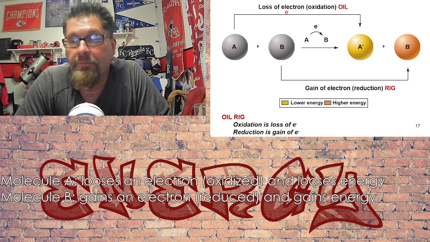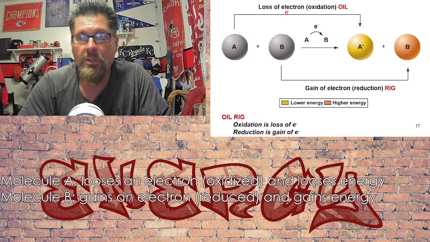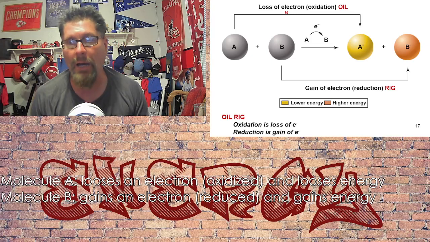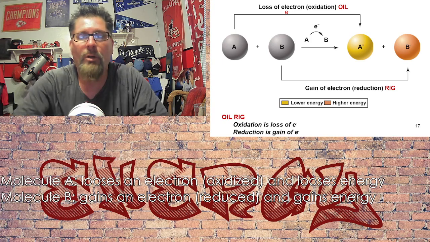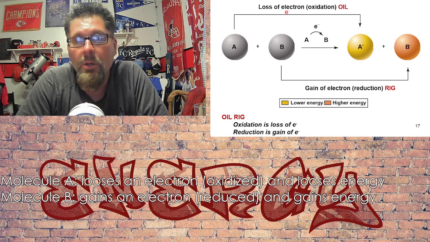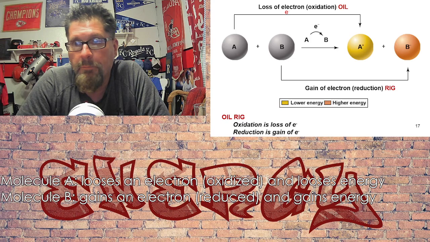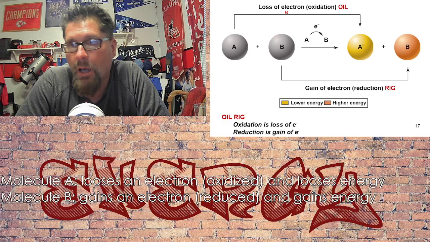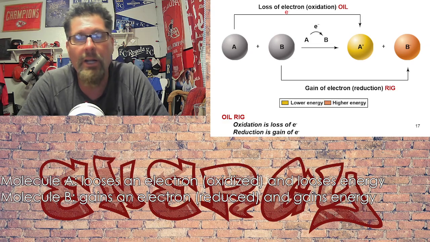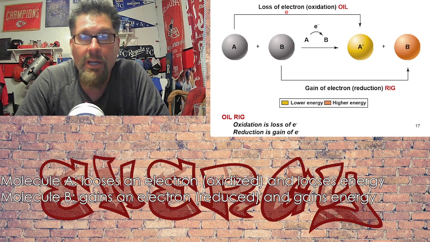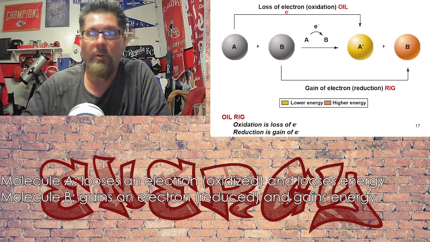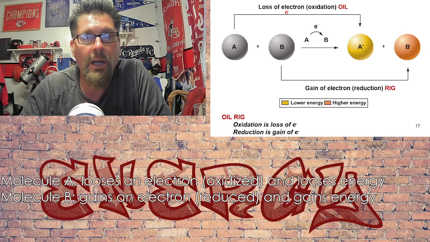So the color coding on the right hand side of the diagram, the yellow is a lower energy, the orange is a higher energy. That's just to showcase who got the electron. But again, think of OIL RIG. Oxidation, or oxidized, is losing, reduction is gaining the electron. So hopefully this is the visual aid that helps you process this concept of redox reaction and who's gaining and who's losing.